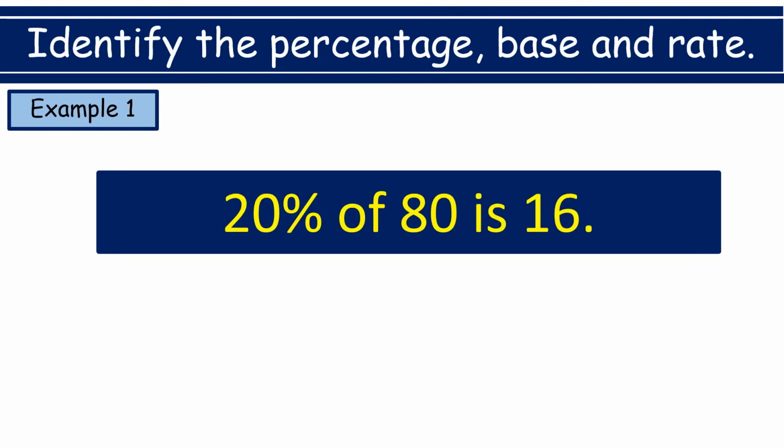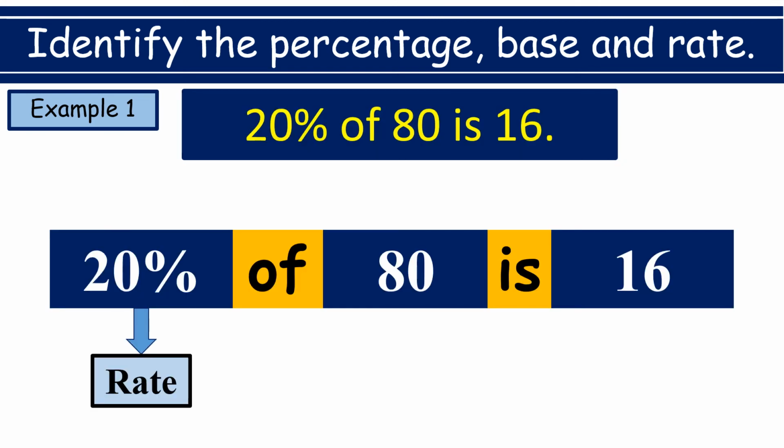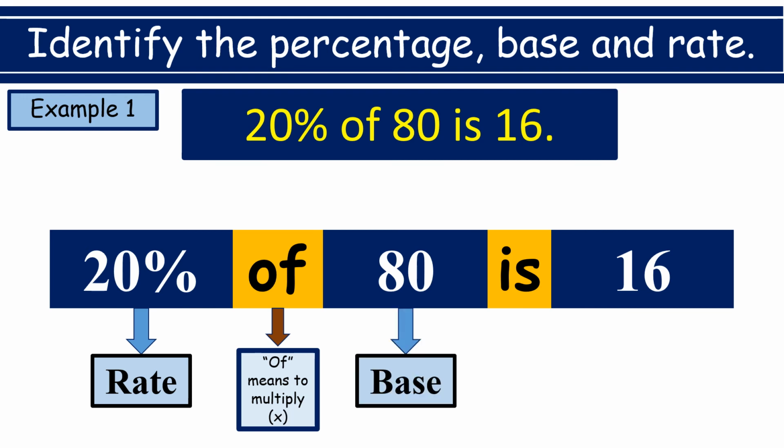Example number 1. 20% of 80 is 16. Let's identify the given numbers based on our word clues. 20% is our rate. Next is the word of, which means multiply. Always remember that of is followed by the base. Therefore, our base is the number right after the word of, which is 80.